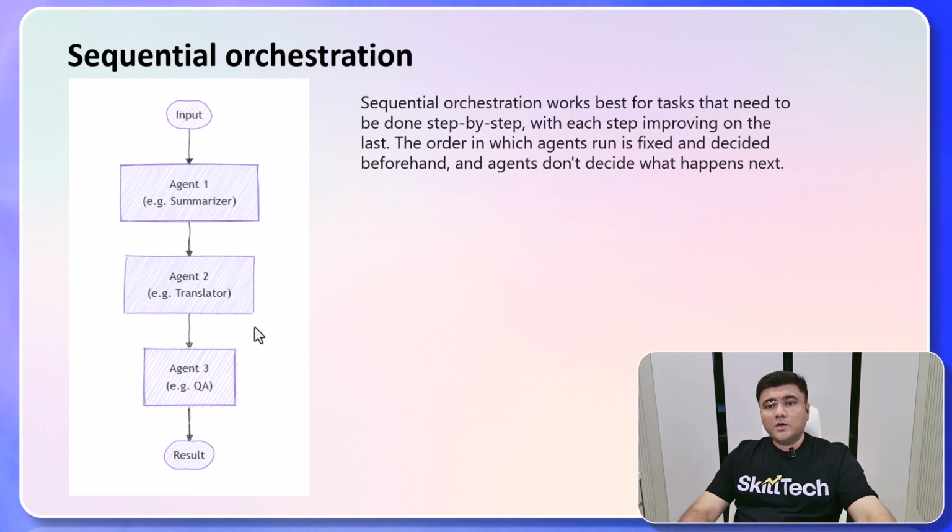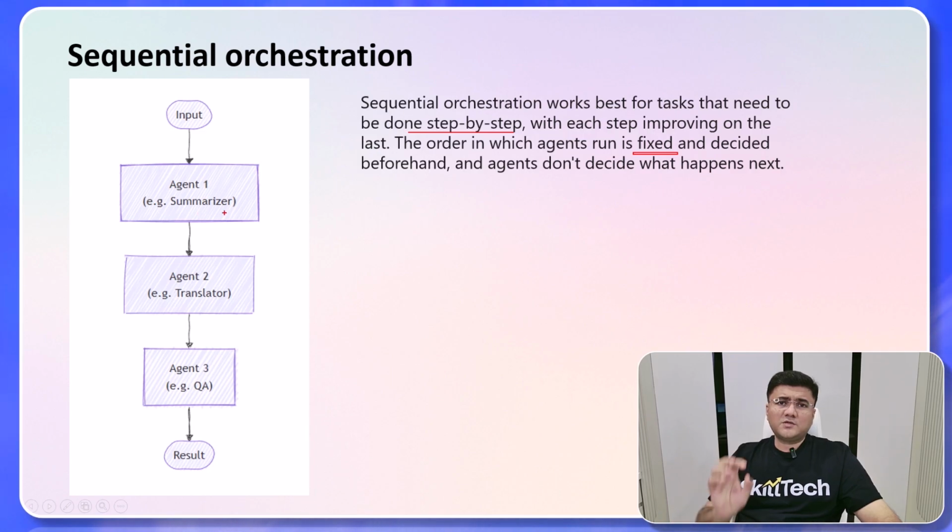This is basically going to work best when your tasks need some step-by-step execution, with each step improving on the last one, and the order in which agents run is fixed. So remember, in sequential orchestration, you provide some input. The first agent works on that. For example, let's say one of my agents is doing summarization of the text I'm giving. It's going to do the summarization in maybe 1 or 2 lines, and then after that, it passes that on to the next one.